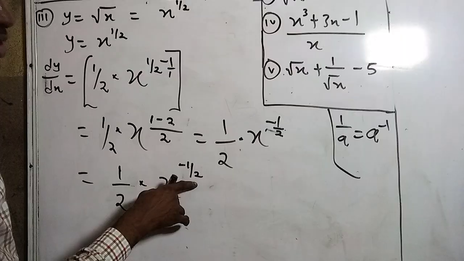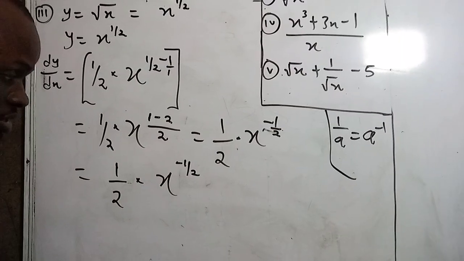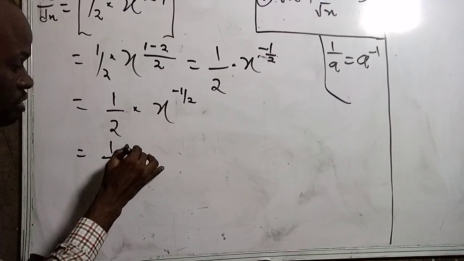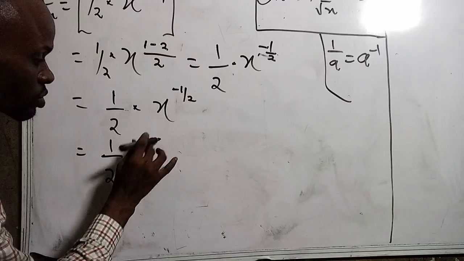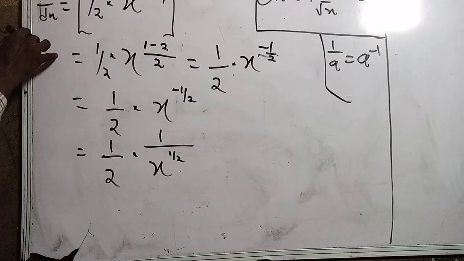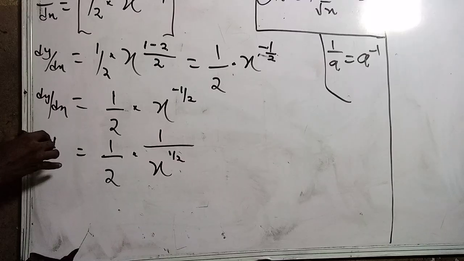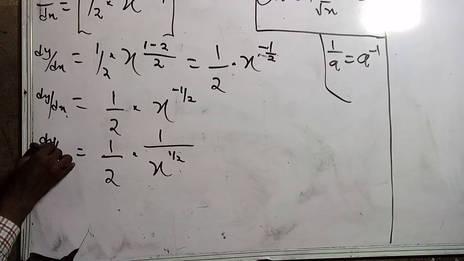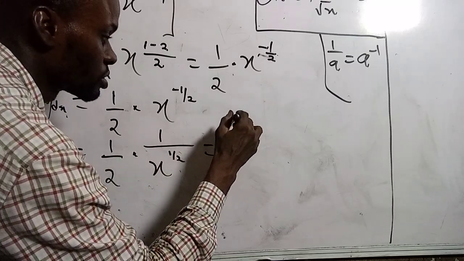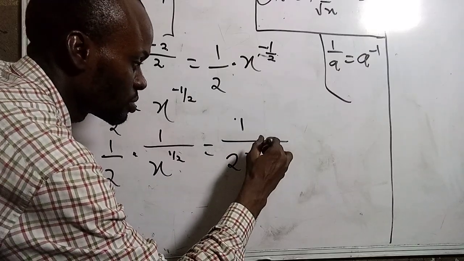So since I'm having 1 over 2 as the power, I can write it as 1 over 2 times 1 over x to the power 1 over 2. So finally, what is our answer? This time this is going to be 1 over 2 over x to the power 1 over 2.